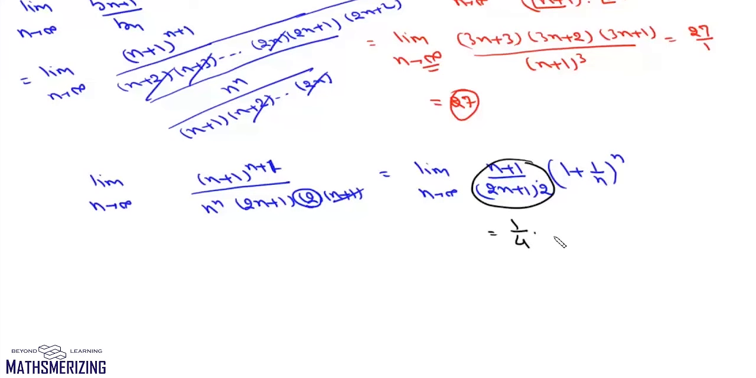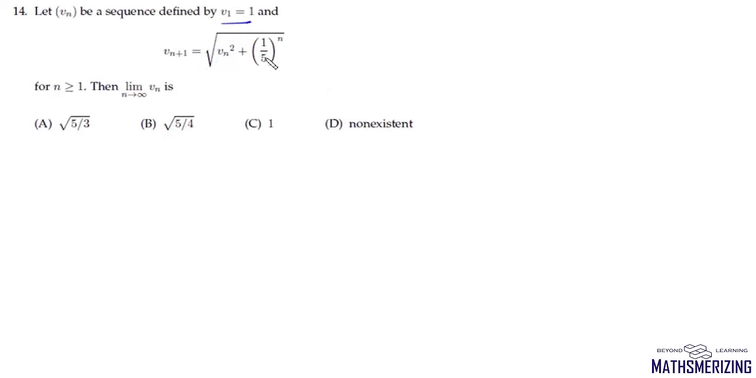The question is, let Vn be a sequence defined by V1 equals 1 and Vn plus 1 equals (Vn square plus 1 by 5 to the power n) whole root. Then we need to find limit n tends to infinite Vn.